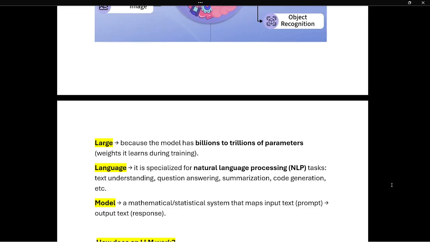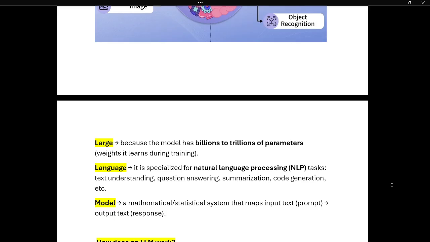Language specifies that it is basically specialized for natural language processing, like human language, task understanding, question answering, summarization, token understanding, code generation. That's why it is called language. Then model. A model is a mathematical system that maps input to output. In the case of LLM, the input is the prompt, like write a summary of India in 500 words. This is called the prompt. It will give the output as a response.